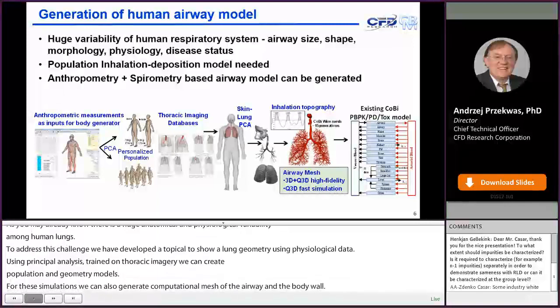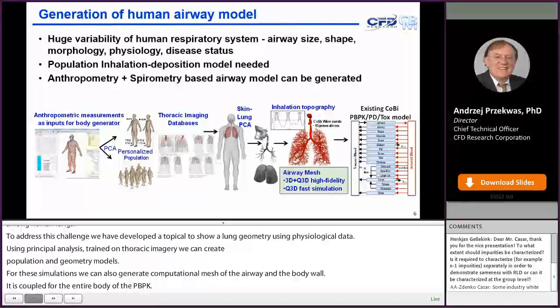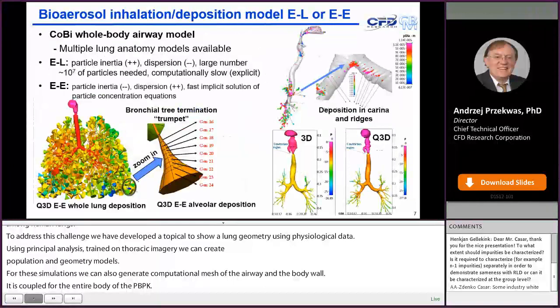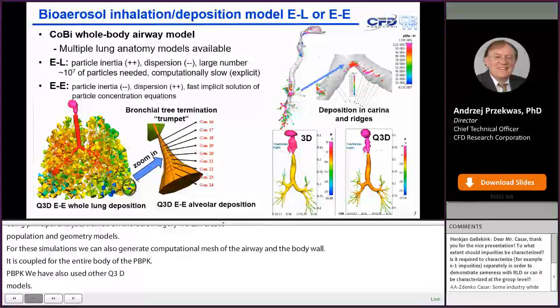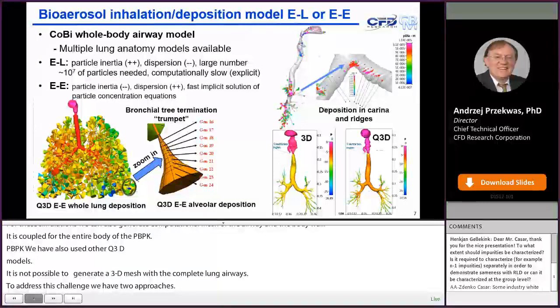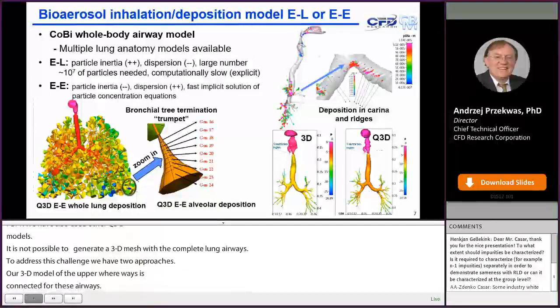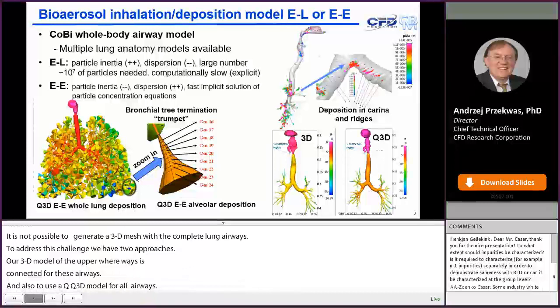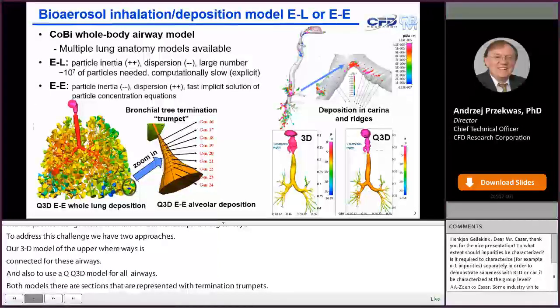We have used both high-fidelity 3D models and reduced order quasi-3D or Q3D airway models. It is not feasible to generate a 3D mesh in the complete lung airways. To address this challenge, we use two meshing approaches. A 3D model of the upper airways is connected to quasi-3D or Q3D models for distal airways. Another is to use a full Q3D model for the whole airways. In both methods, the alveolar sections are represented as termination trumpets. The models reproduce whole lung volume and airway surface area of an average adult male.